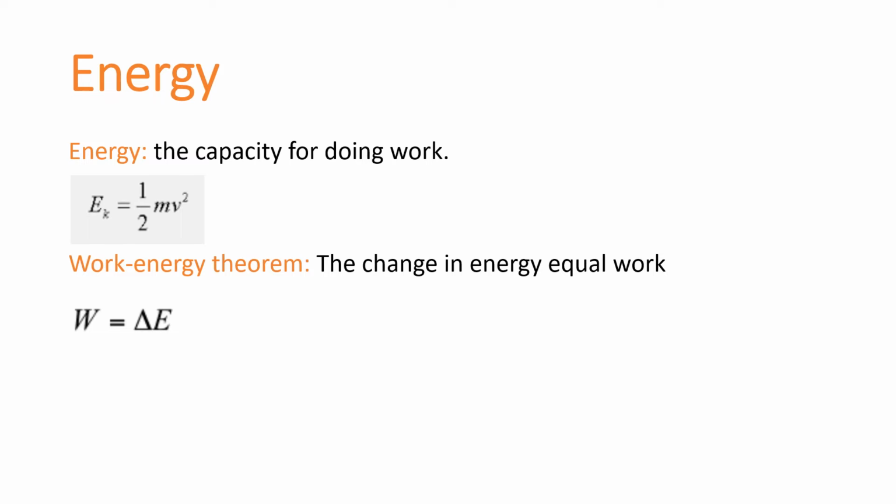Energy is the capacity for doing work, and the equation of energy is a half times mass times velocity squared. We also have the work energy theorem, which says the change in energy equals work. So work equals delta energy, and delta means final minus initial.